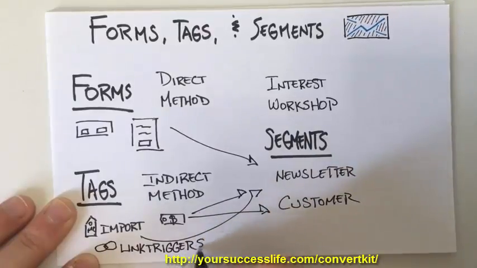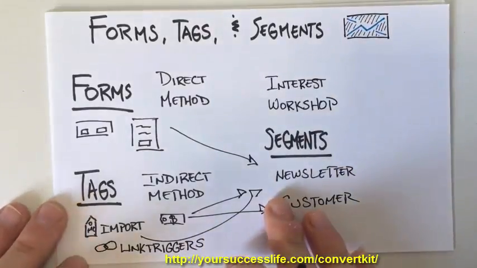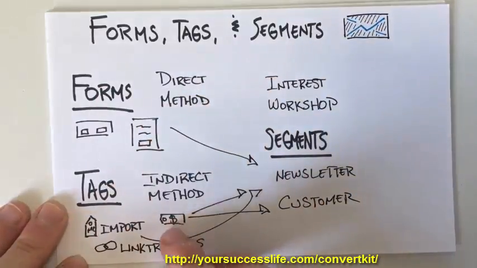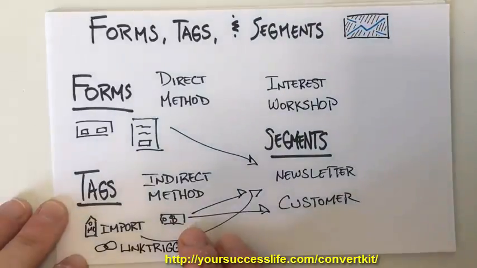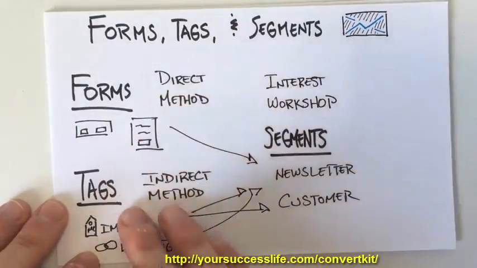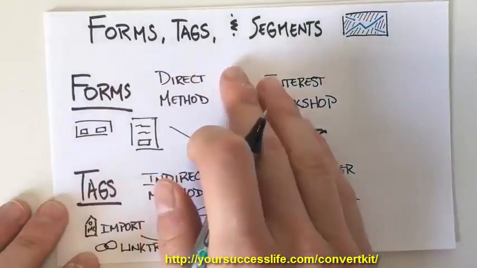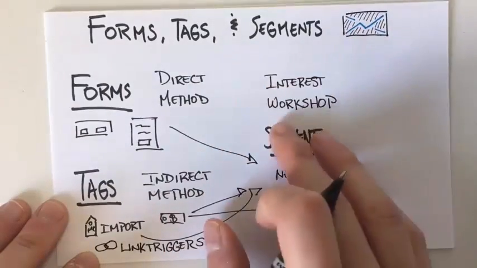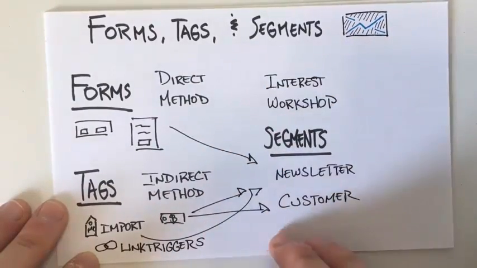So hope that explains it a little bit better for you. You can see how forms and tags are different but similar in the way that you can organize them. And also, like I said, there's another video that shows how to really use forms, tags, and segments together well. But those are the differences. Again, direct method, more of an indirect method, and then segments is how you put them all together in a targeted way that makes sense for you.